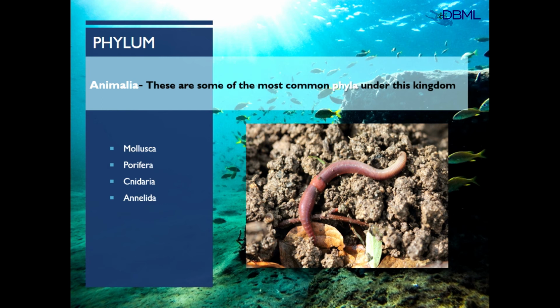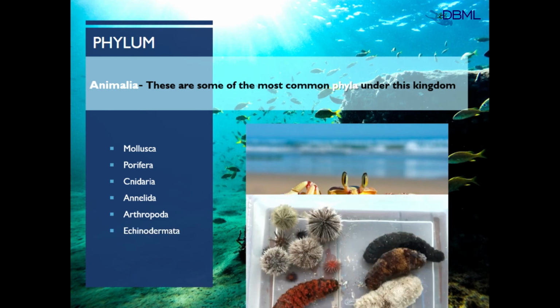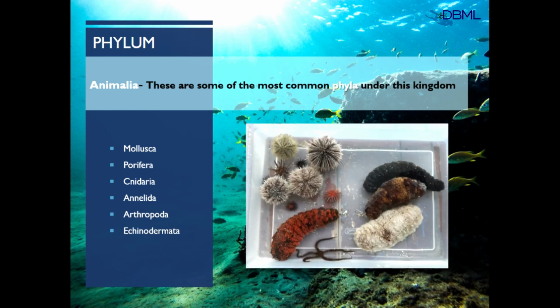We have arthropods, talking about crustaceans, things with an external skeleton. We have echinoderms or echinodermata. These are spiny-bodied organisms, whether they are sea cucumbers, starfish, sea urchins. These organisms which either have hard spines or soft spines, these are echinoderms.